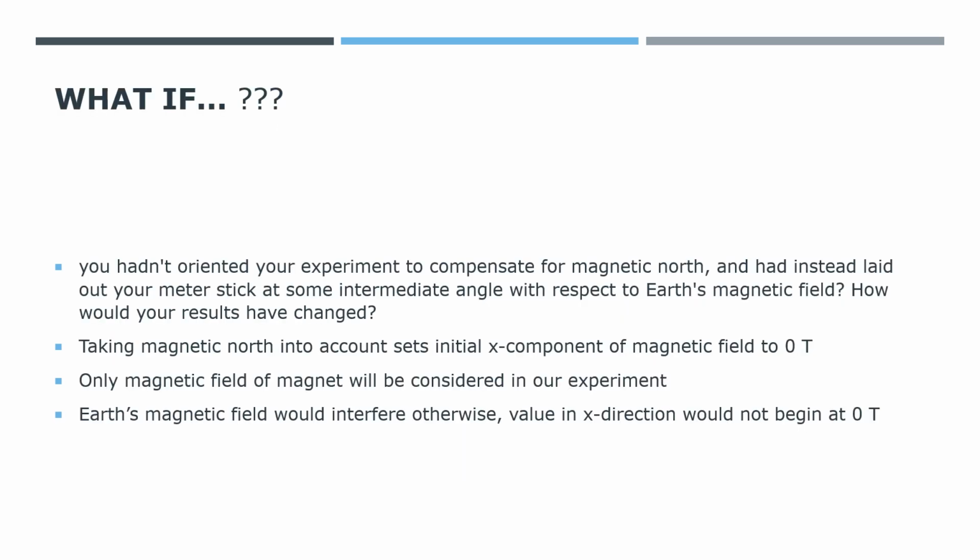What if I hadn't oriented my experiment to compensate for magnetic north, and instead laid out my meter stick at some intermediate angle with respect to Earth's magnetic field? Taking magnetic north into account sets the initial x component of the magnetic field to 0 teslas at the start of our experiment, so only the magnetic field of the magnet will be considered. Otherwise, Earth's magnetic field would interfere, and the value in the x direction would not begin at 0 Tesla, meaning you'd have to calculate and subtract the Bx of the Earth in those calculations.